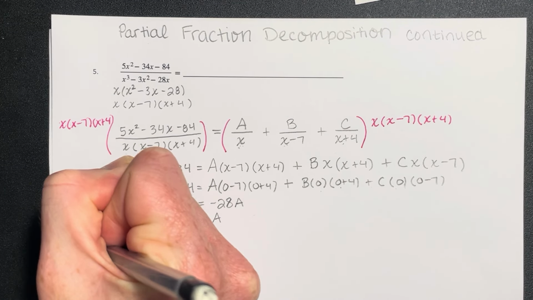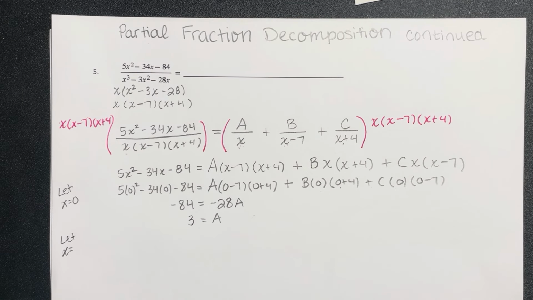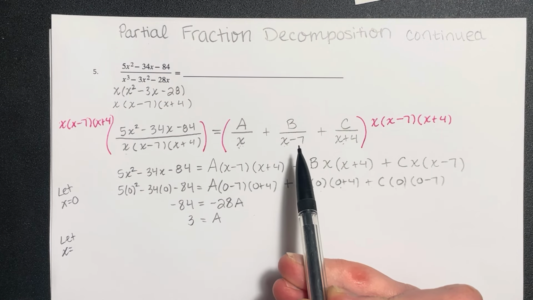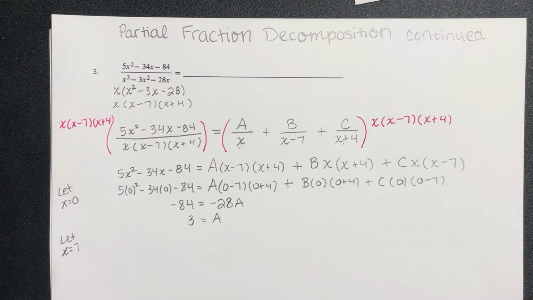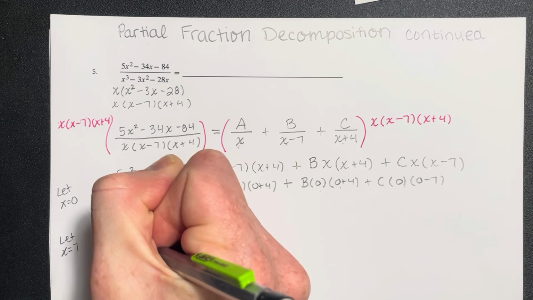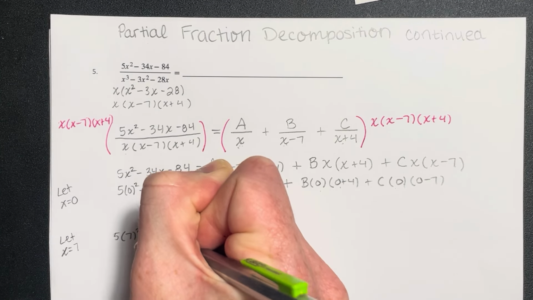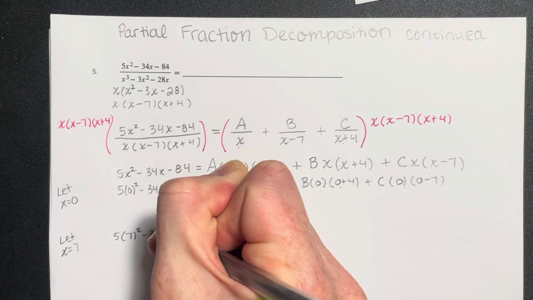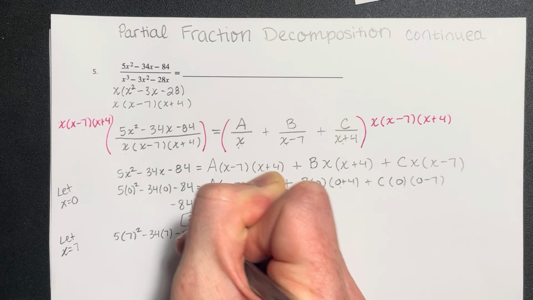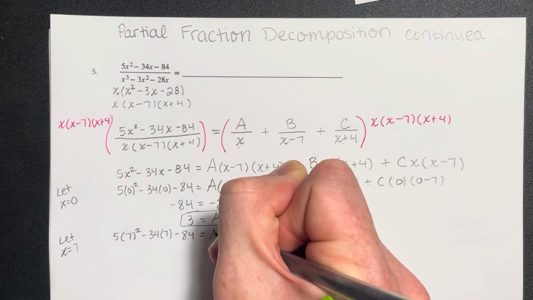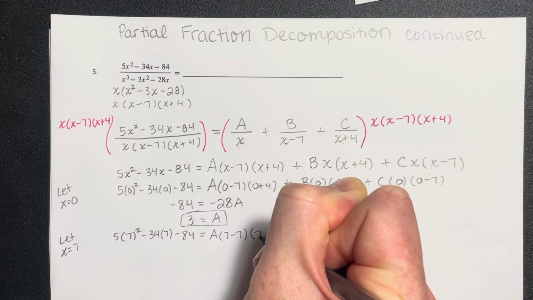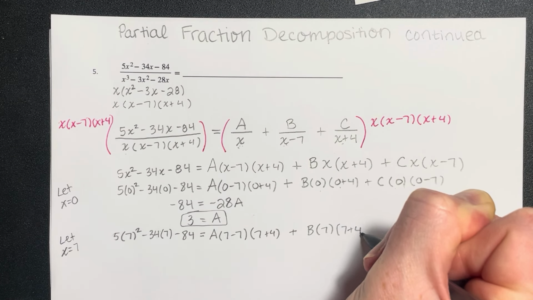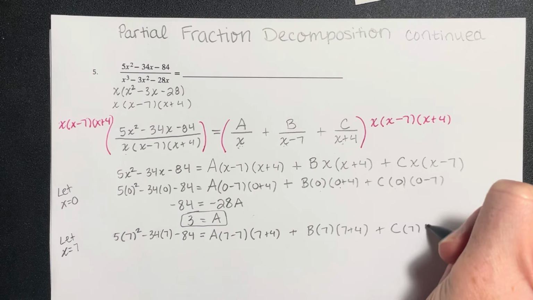Then we want to do the same process again with a different critical value. So as I look at the second fraction, b over x minus 7, that denominator would equal 0 when x is 7. So that's going to be my second critical value I'm choosing. So 5 times 7 squared minus 34 times 7 minus 84 is equal to a times 7 minus 7 times 7 plus 4 plus b times 7 plus 4 plus c times 7 minus 7.